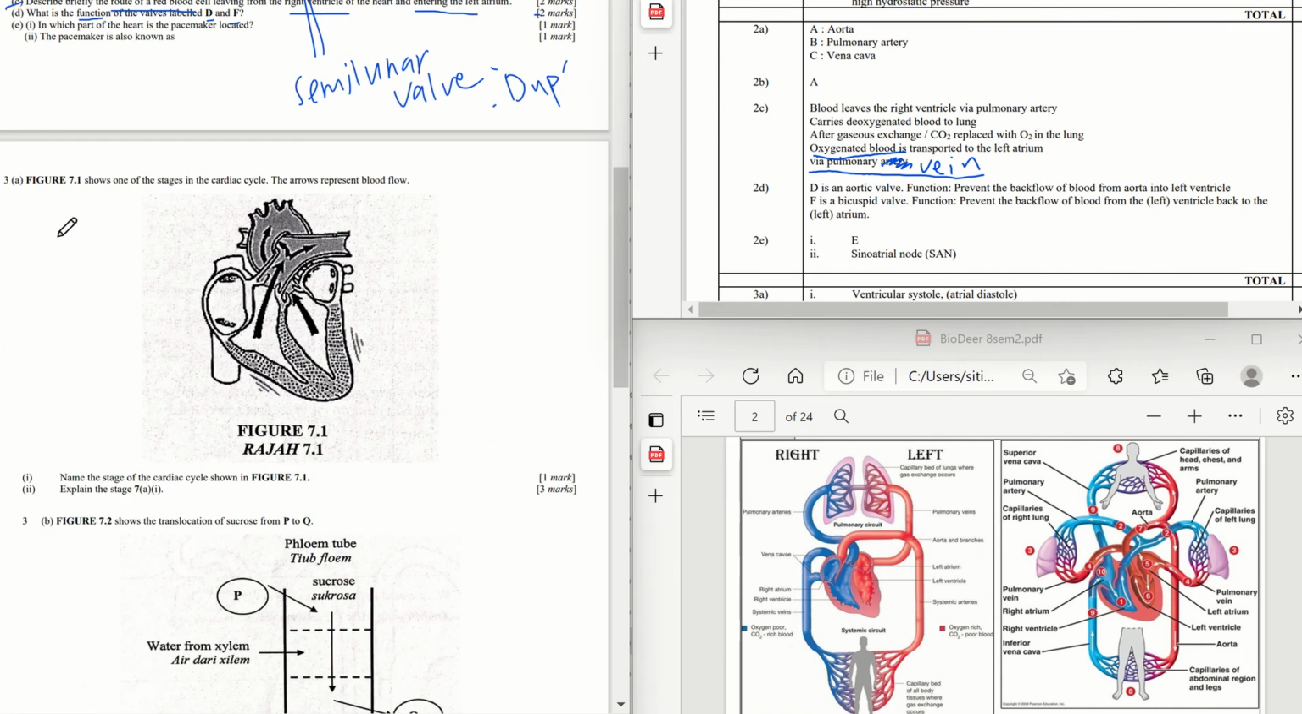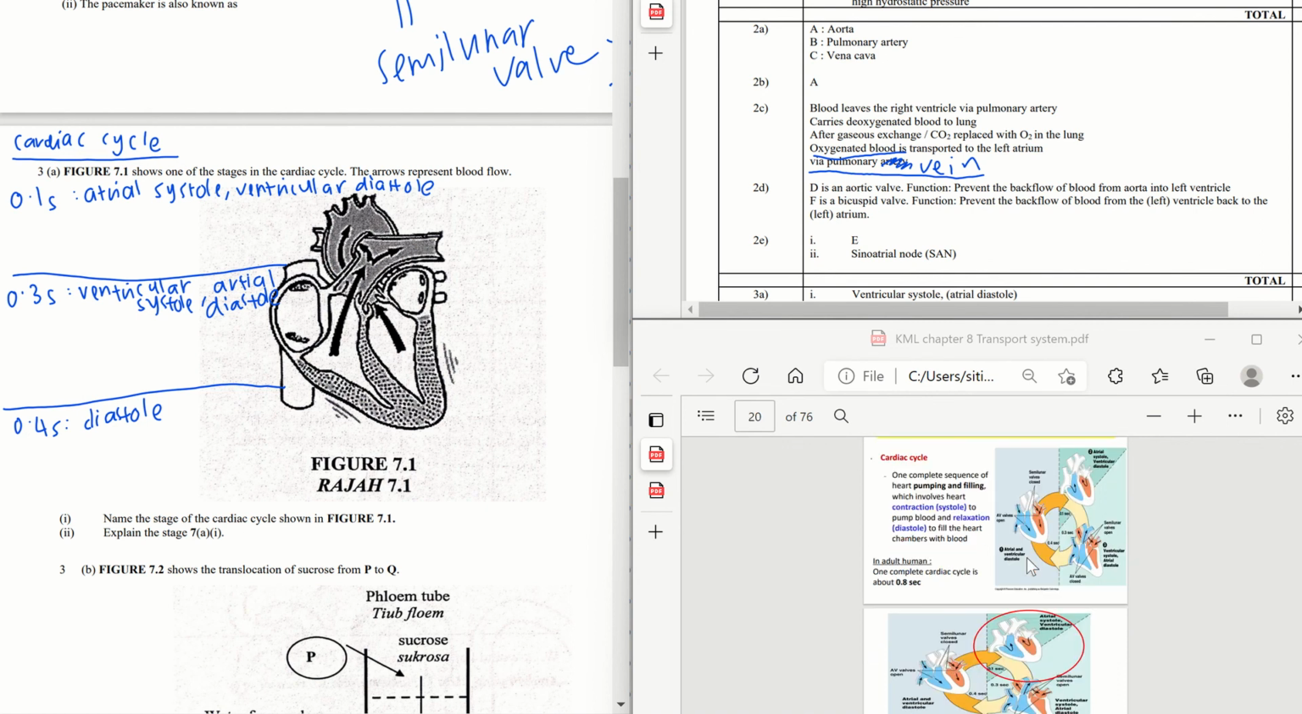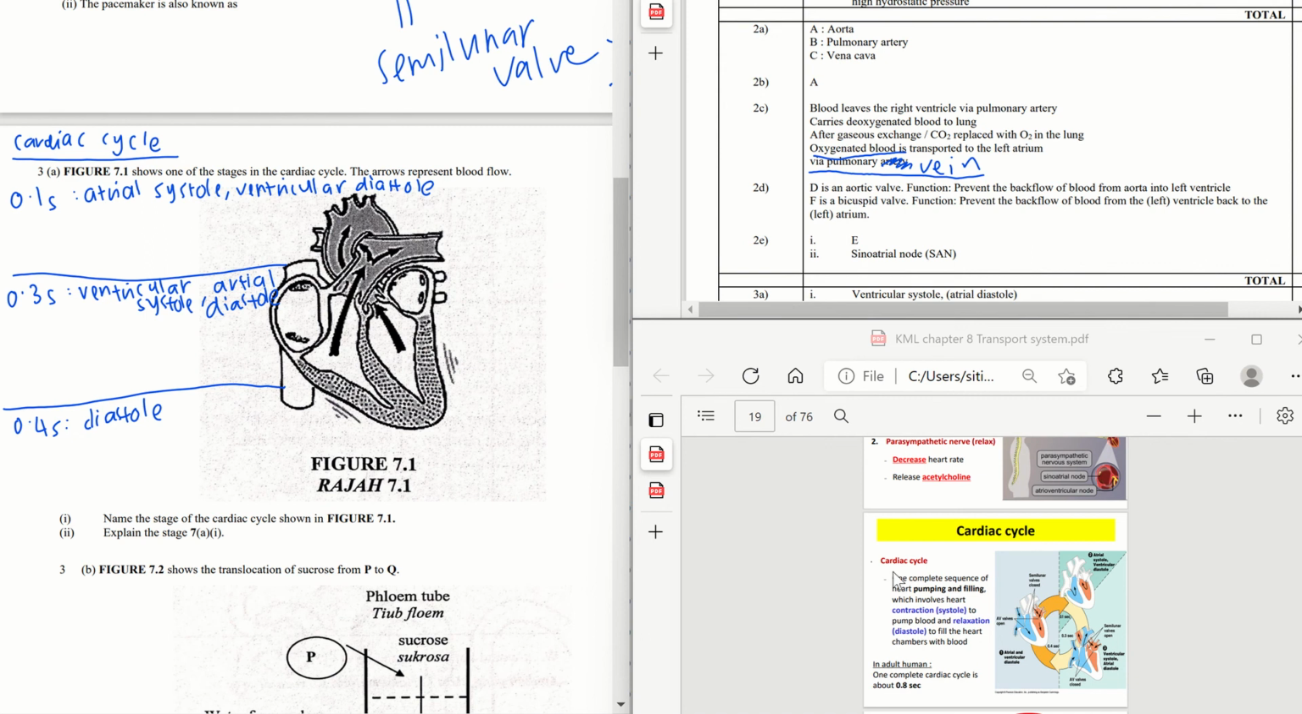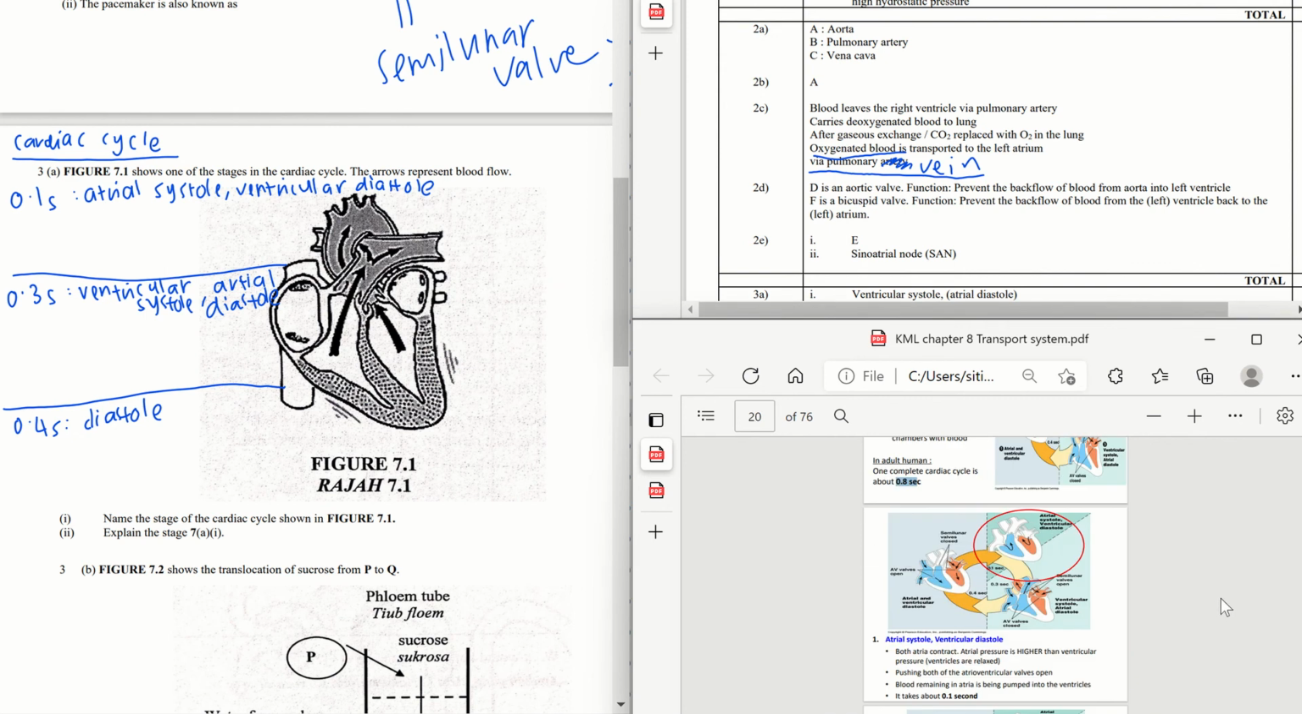Tengok next soalan. Figure 7.1 shows one of the stages in the cardiac cycle. The arrow represent blood flow. Name the stage of cardiac cycle shown in figure 7.1. Okay, so saya dah bahagilah. Kita bahagikan 0.1 second, 0.3 second, 0.4 second. So kalau tengok nota KML, total complete cardiac cycle adalah 0.8 second.